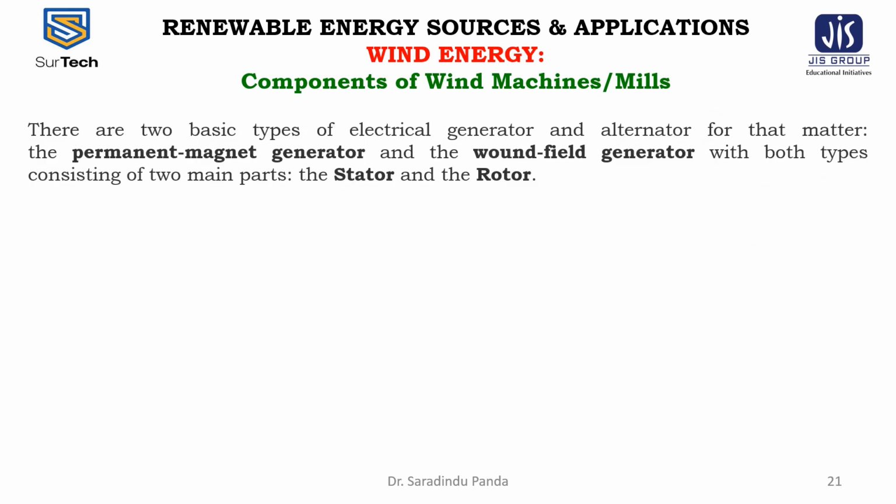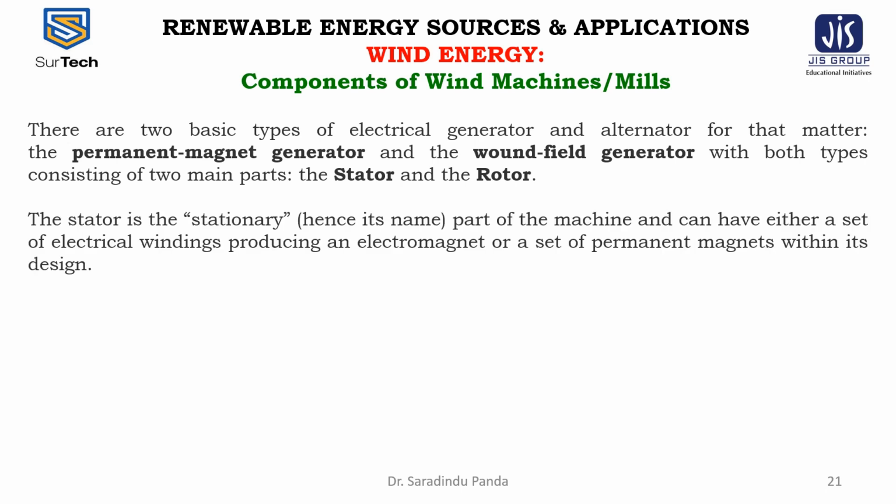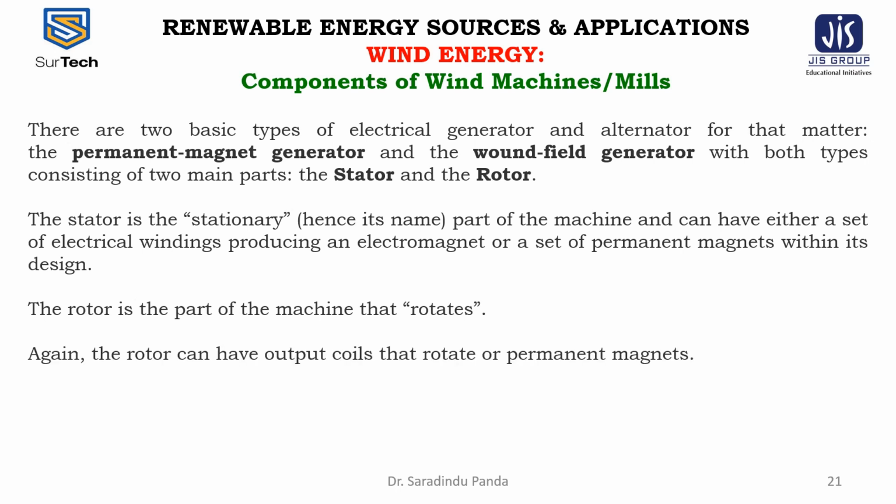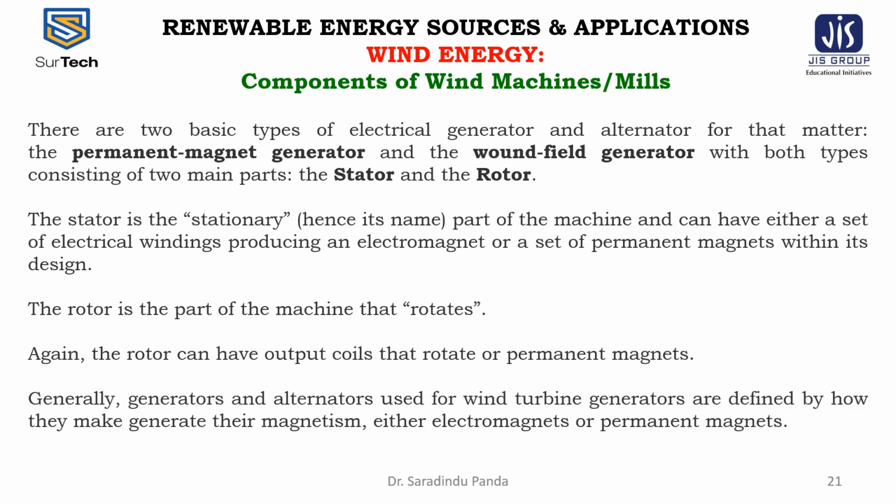There are two basic types of electrical generator, and alternator for that matter: the permanent magnet generator and the wound field generator, with both types consisting of two main parts. One is the stator and another is the rotor. The stator is the stationary part of the machine and can have either a set of electrical windings producing an electromagnet or a set of permanent magnets within its design. The rotor is the part of the machine that rotates. Again, the rotor can have output coils that rotate or permanent magnets.